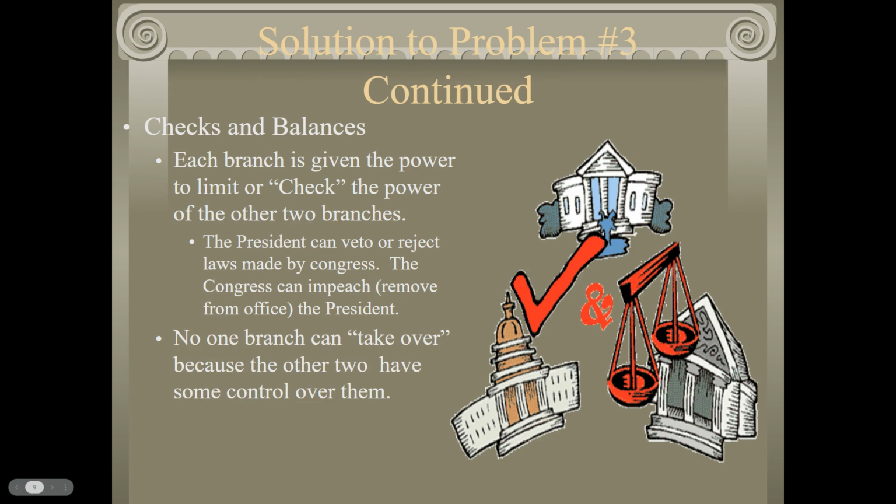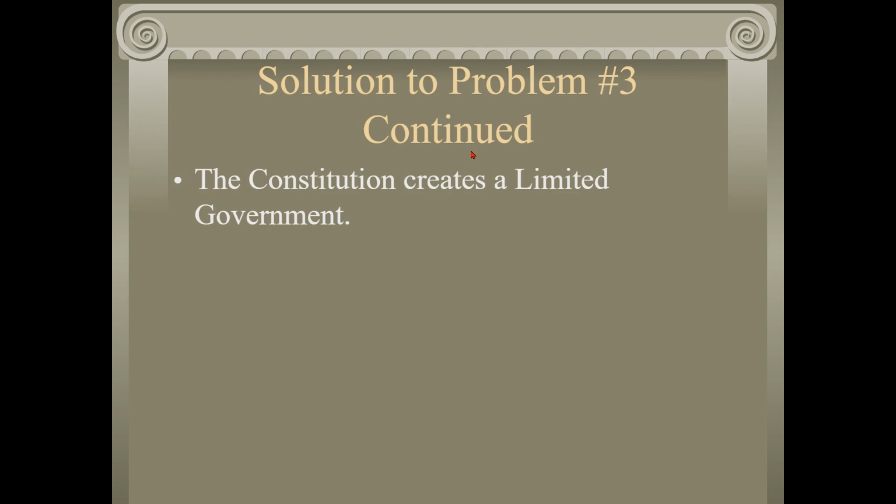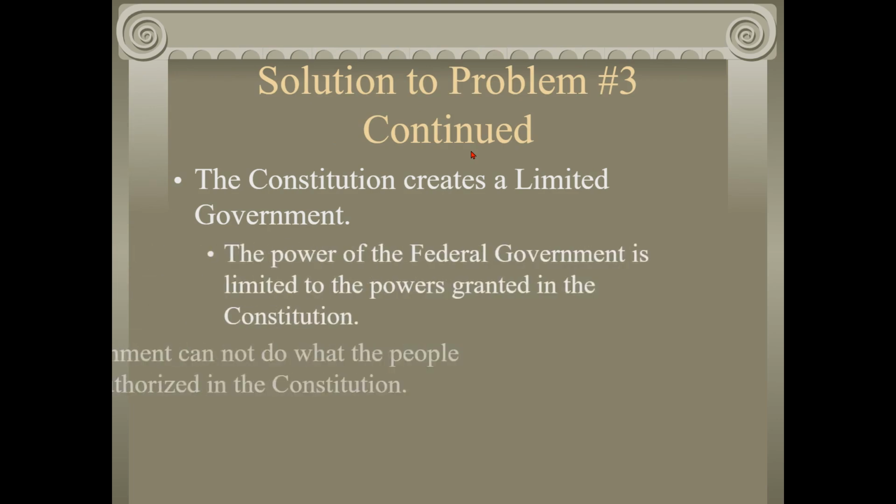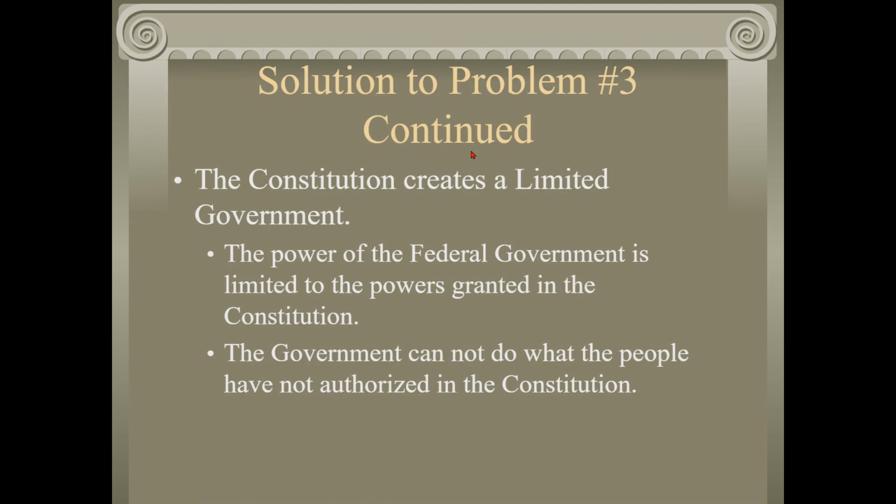And then we have our third solution. Sorry, I got ahead of myself. The Constitution creates a limited government, and that is best exemplified in those first three words of the Constitution in the preamble we talked about on Tuesday. We, the people. The government does not have power other than what the people tell it to do in the Constitution. The Constitution is a list of powers the government has. If it's not listed in that Constitution, then the government does not have those powers. We have limited the power of the government.